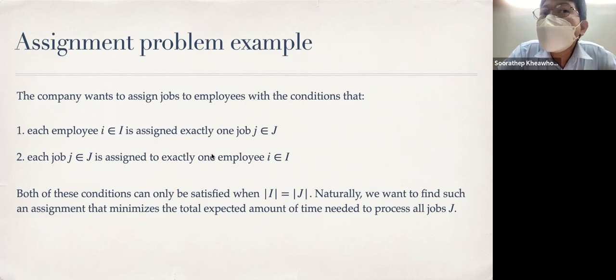Pardon? Yeah, and how to write it down as a mathematical variable. Pardon? I cannot hear you clearly, sorry.